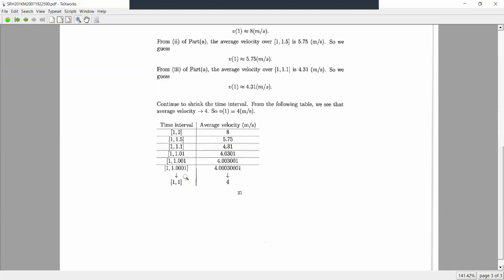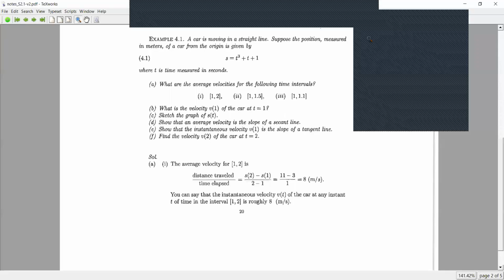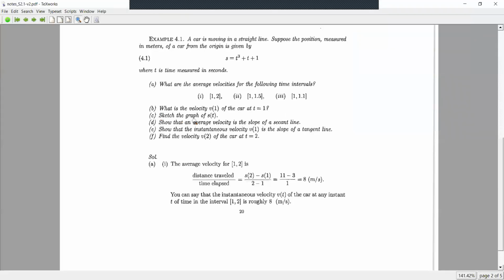Now, from this table, we can see that as we shrink the time interval to the point 1, average velocity is approaching the number 4. The number 4 is the velocity of the car at the time 1. So we conclude that instantaneous velocity of the car at time t is 1 is 4 meters per second. Part C. Sketch the graph of the position function.